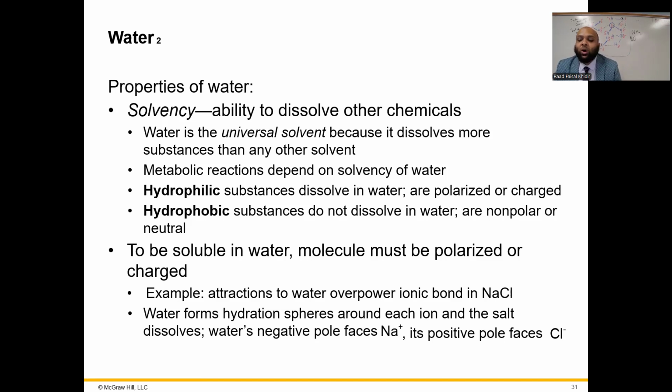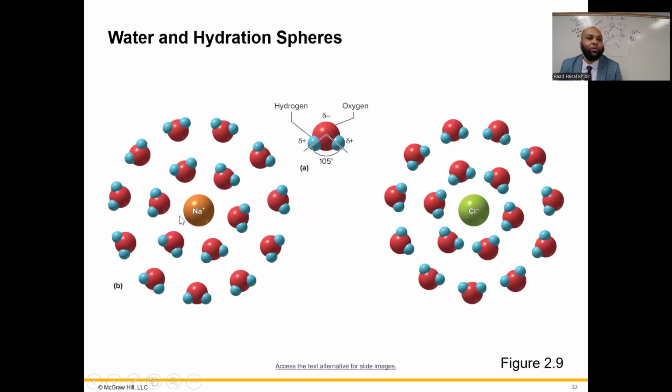So attractions to water overpower the ionic bond in the sodium chloride, and water forms hydration spheres around each ion, and the salt dissolves. The water's negative pole faces the sodium, and its positive pole faces the chloride. There we go. Let's look at that sodium plus. First of all, look at A. You see where my mouse is? Look at A first. The red is the electronegative. So who's red?